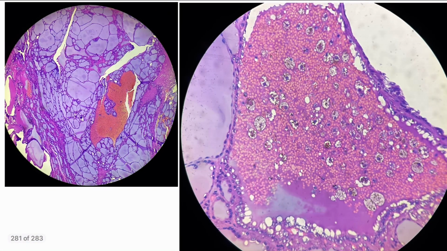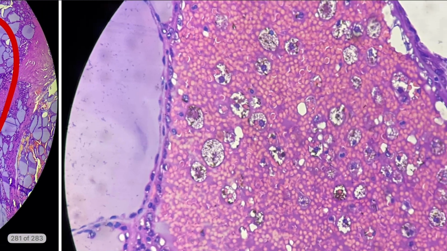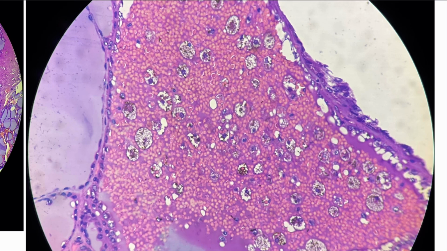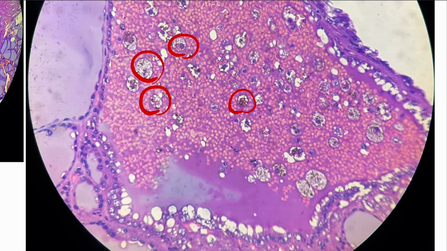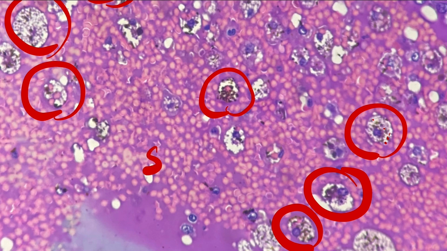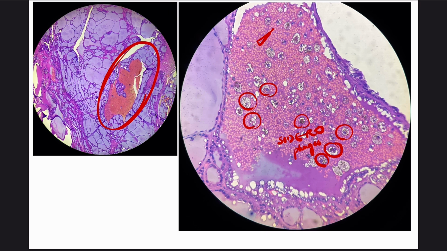Coming to the next slide, here you can see a very large area of hemorrhage. When you zoom into one of the foci, you can see the background is hemorrhagic necrosis. Here you can observe these cells, and these cells contain a brown pigment inside them. These brown dots are present inside these cells. These are called siderophages. These are nothing but the macrophages that have engulfed the hemosiderin. So the hemosiderin-laden macrophages are called siderophages.